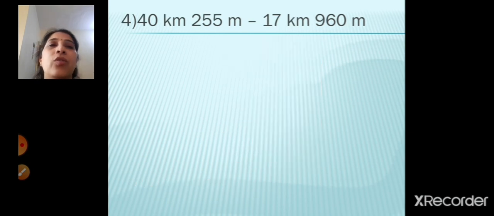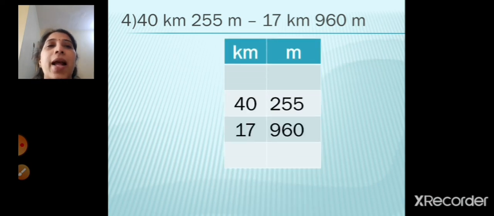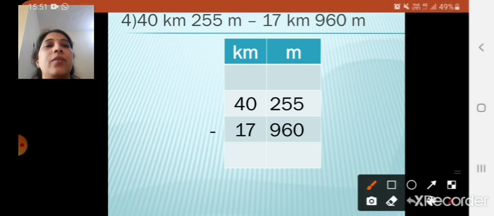Now let's move to the fourth one. 40 kilometer 255 meter minus 17 kilometer 960 meter. Again we will prepare two tables, kilometer and meter. So 40 kilometer, so 40 you will write in kilometer column. 255 meter, so 255 you will write in the meter column, minus 17 kilometer. So 17 you will write in kilometer column. 960 meter, so 960 you will write in the meter column. Now let's carry out subtraction.